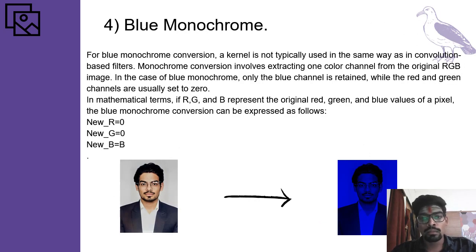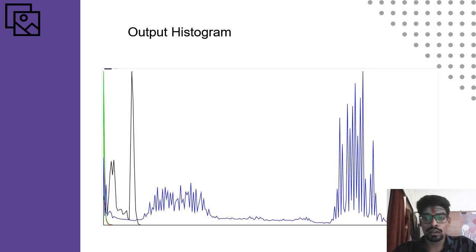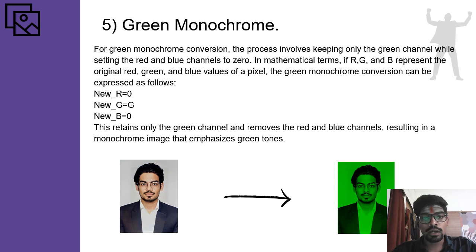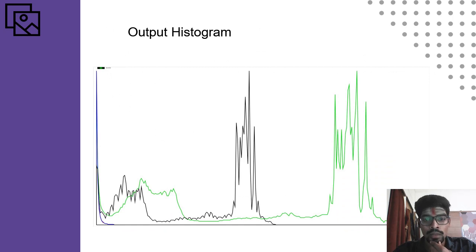Similarly with blue monochrome, we are discarding the red and green channels. So if you see the original image, we are extracting all the blue components from it, and the histogram will similarly reflect all the blue components of the image. Similarly, for green, we discard the red and blue channels. As you can see in its histogram, it's only giving us the feedback of green intensities.